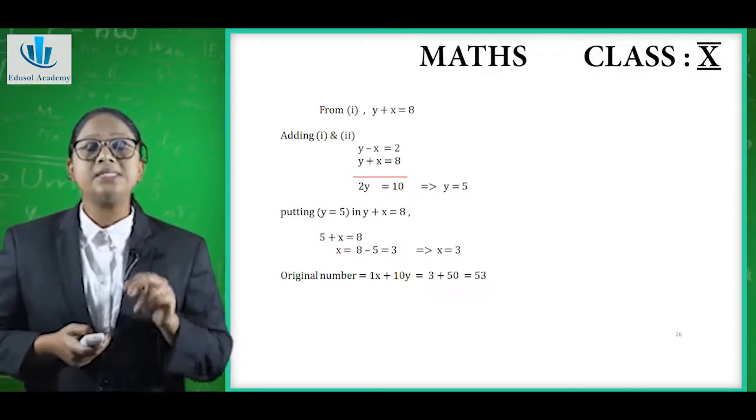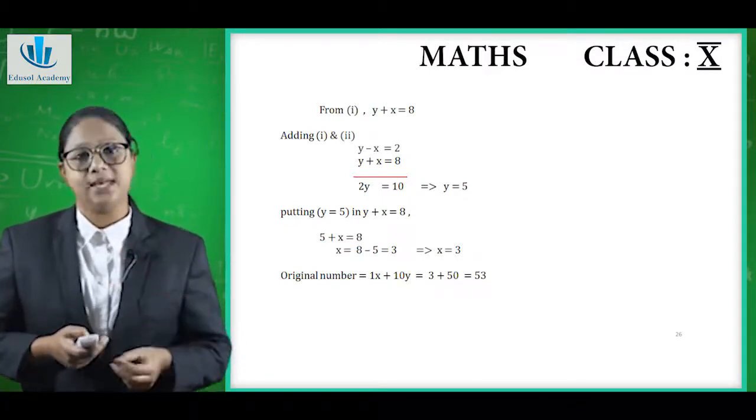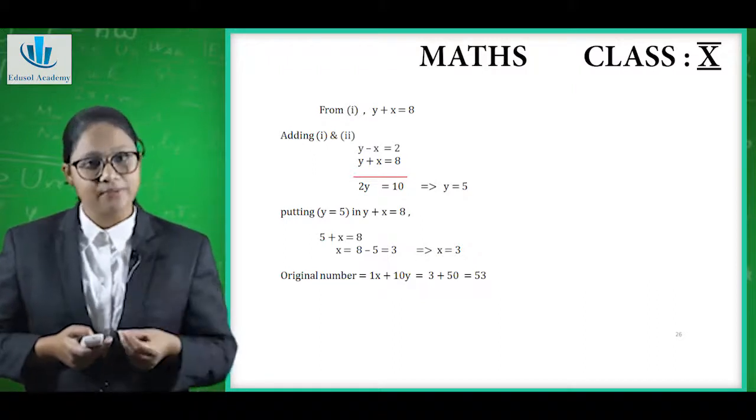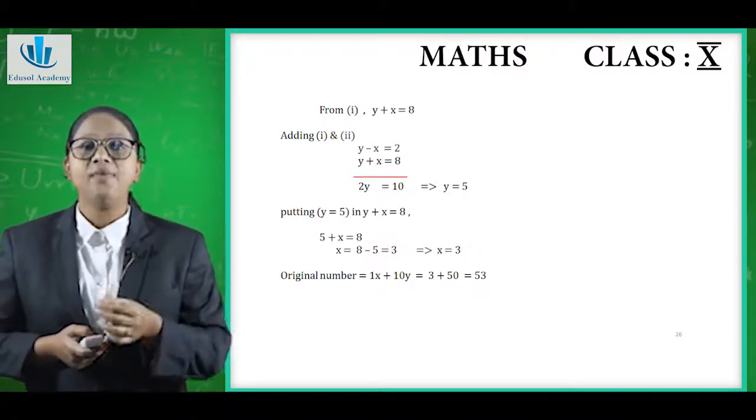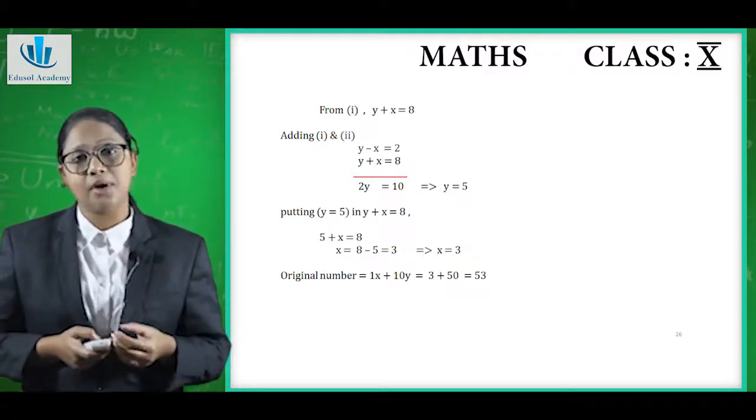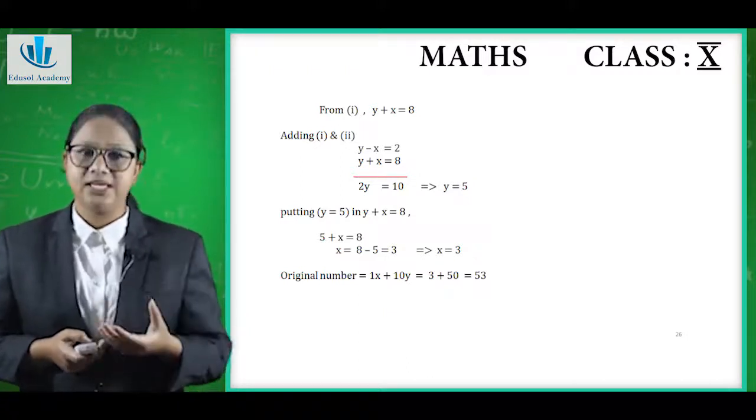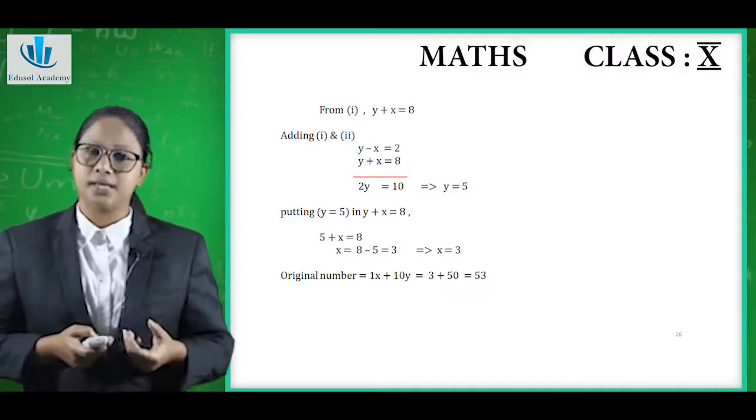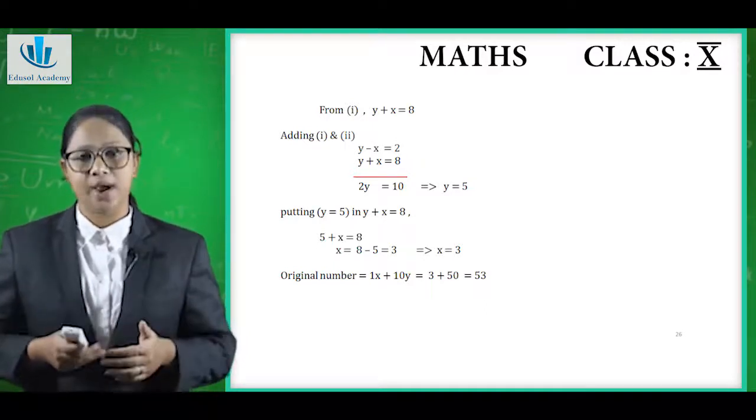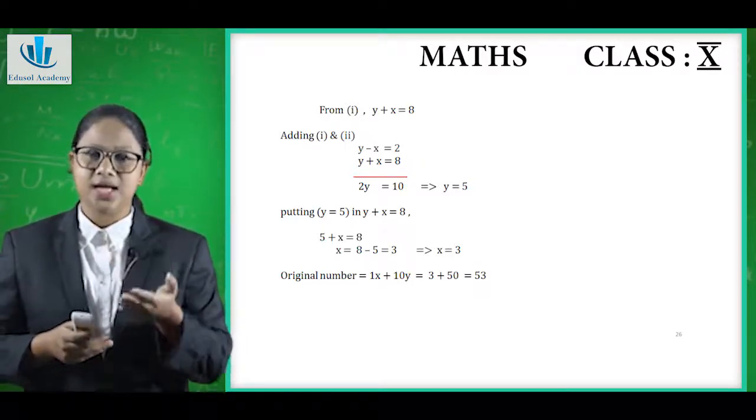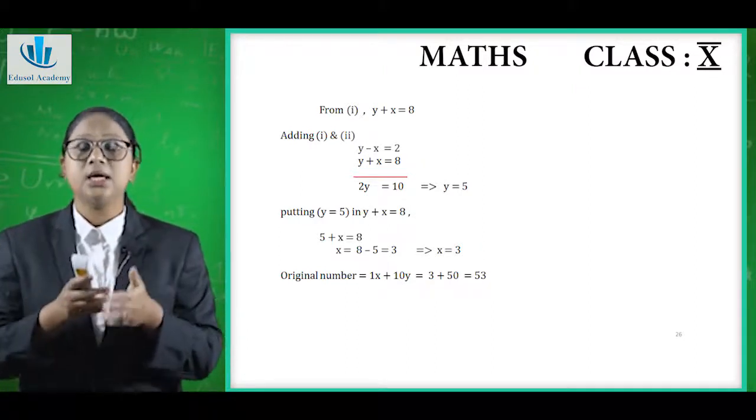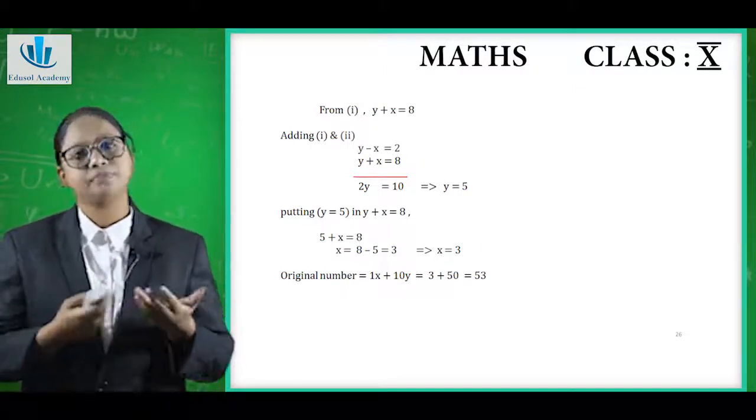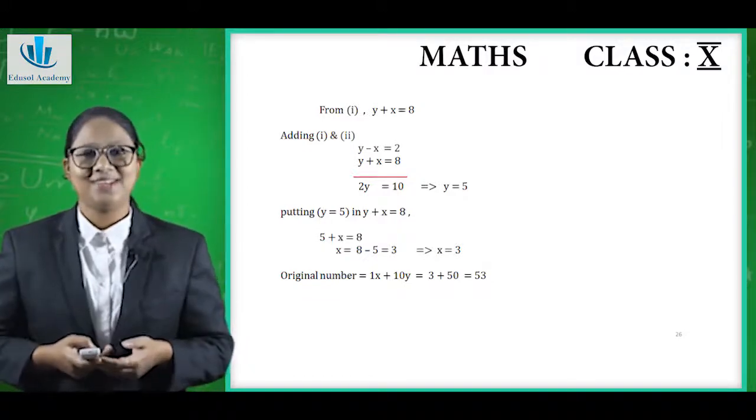The original number is 10y plus x. So y is 5, so 5 into 10 plus x, which is 3. 5 into 10 plus 3 is our number. 5 tens are 50 plus 3 is 53. So 53 is our required number. And now you can check that the sum of digits of 53, 5 plus 3, is 8. We got it, right? That's right.